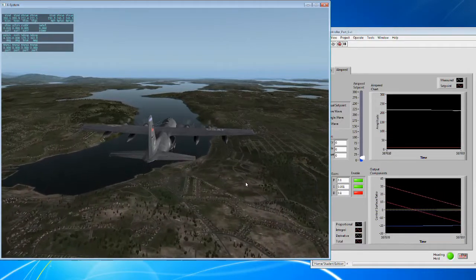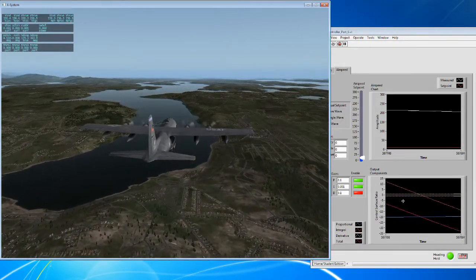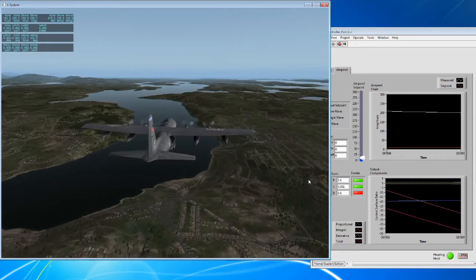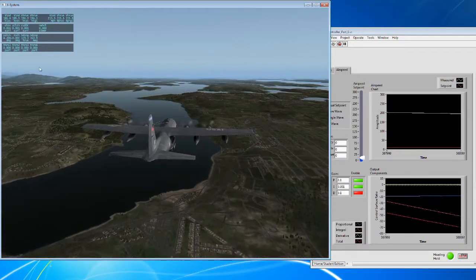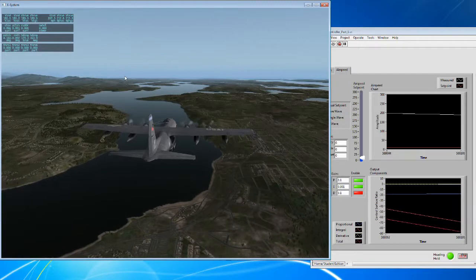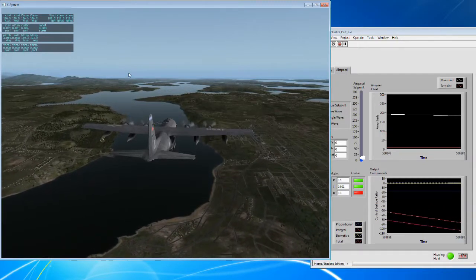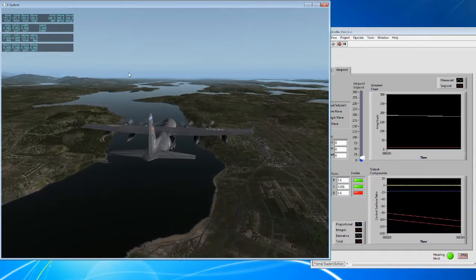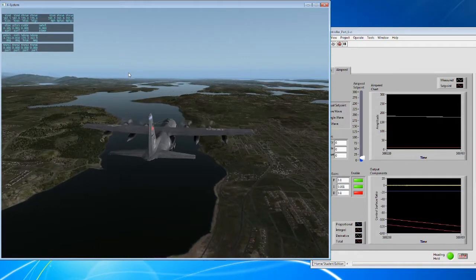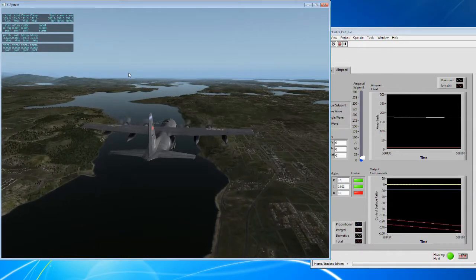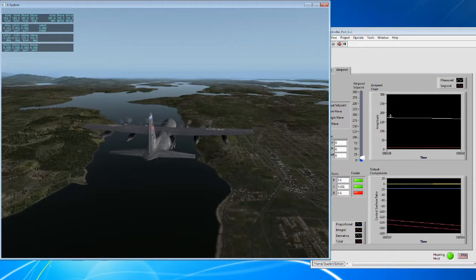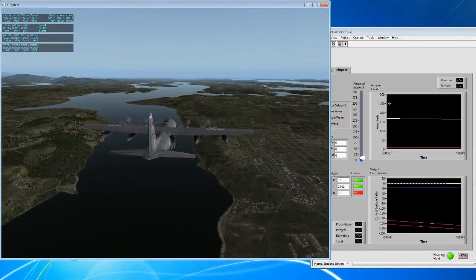Okay, the integral's dropping now, and you can see it's just dropped all the way through 0. And so now our throttles have dropped to 0. And it's now going to stay there for quite a while. So because we're going so much faster than our set speed, the integral is now going to wind up in the opposite direction.